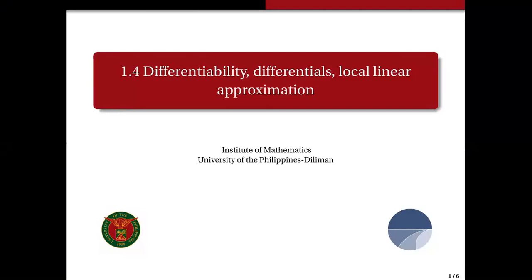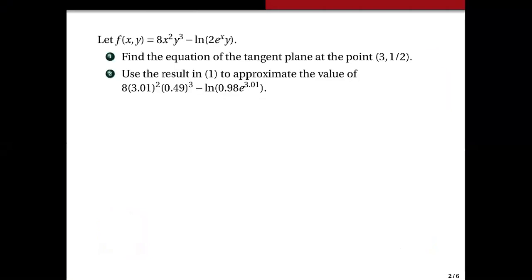So let us start with our first problem here. Let f of x, y be this function: 8x squared y cubed minus ln of 2e to the xy. The first problem is we want to find the equation of the tangent plane at this particular point. And then the second problem here is we need to use the result in number 1 to approximate this value here.